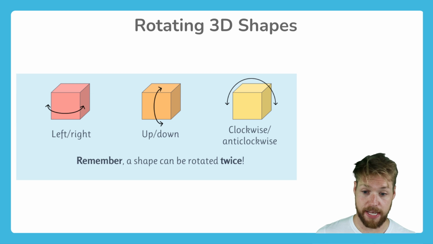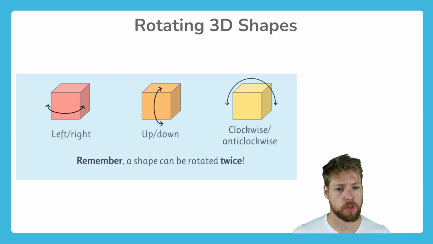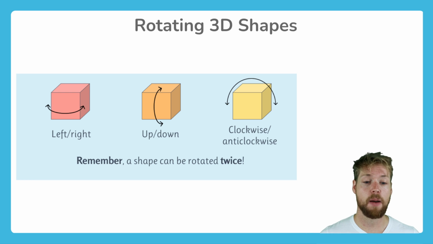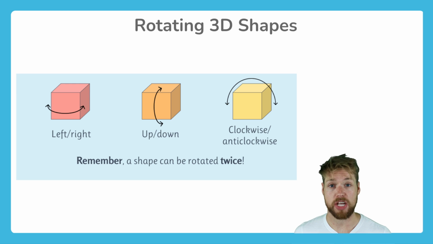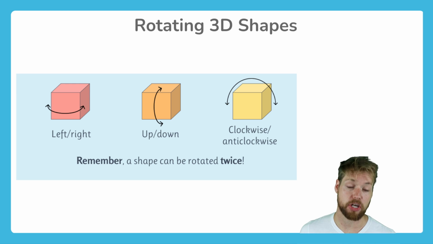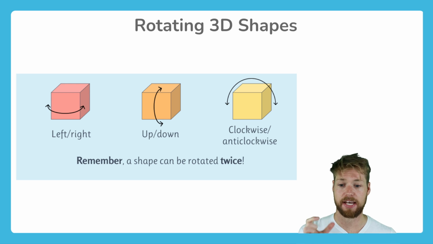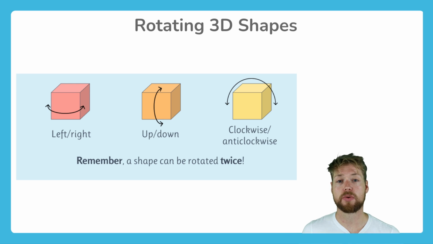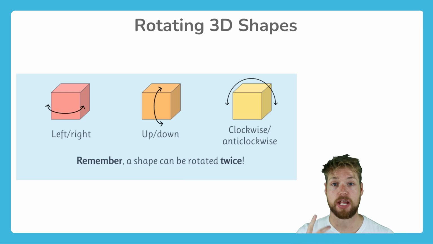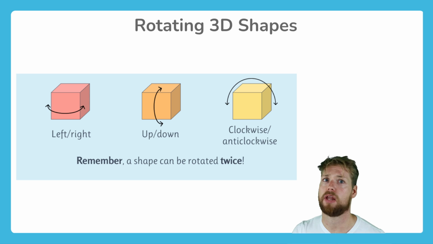Let's have a look at rotating 3D shape questions. These are pretty much what they say on the tin. You need to be comfortable with left and right rotations, up and down rotations, and clockwise and anti-clockwise rotations. Remember, shapes can be rotated twice. A good thing to do to practice these questions is to get a dice or some Lego and have a go at rotating it. When you do these questions, make sure you pick a particular spot on the shape to focus on and always rotate from a particular spot on the main shape. Don't try and rotate the whole shape at once, it will hurt your brain.